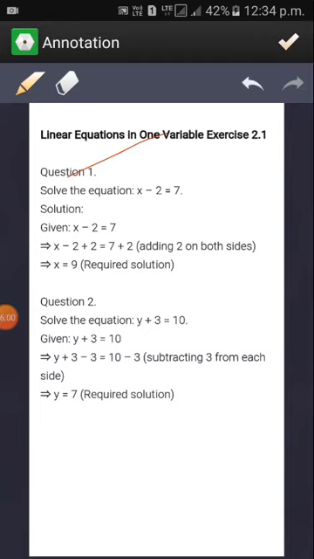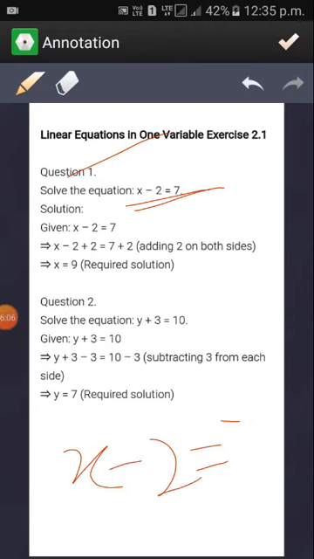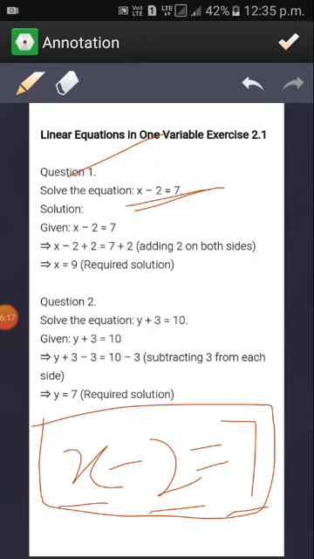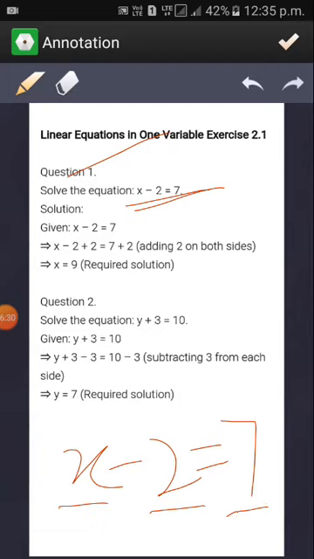Question number first is: solve the equation x minus 2 equal to 7. First you will recognize this equation. X is a variable, 2 is a constant, 7 is a constant. What is the degree in this equation? That means, what is the power of the variable x? Power of the variable x will be 1. So the degree of this algebraic equation is 1. So it is a linear equation.